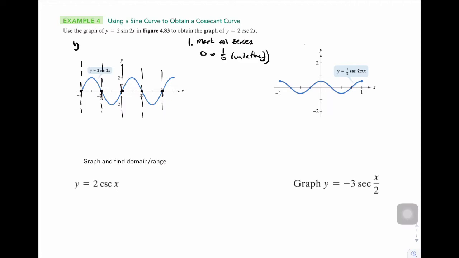Now remember, our goal is to graph y equals 2 cosecant 2x. So first I'll just show you how it works, and then I'll explain how it's working. You're going to mark the max and mins. So in step 2, mark max and mins. Now what happens is, if you imagine each of these parts right here, I'll highlight this. Imagine you take the reciprocal of that.